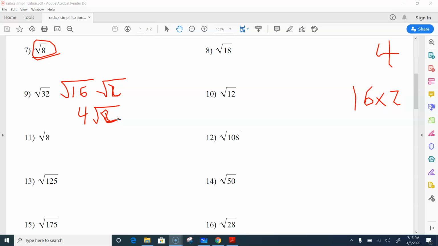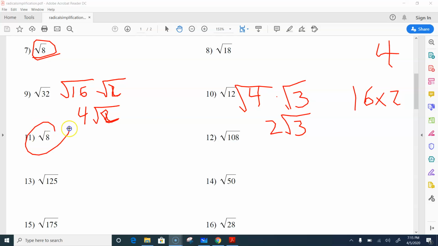Okay, square root of 12. All right, what's the biggest number that goes into 12? That's a perfect square. That would be square root of 4 times the square root of 3. Square root of 4 is 2. We can take that square root, and we're left with 2 root 3. So when you're working through these, go through them step by step.